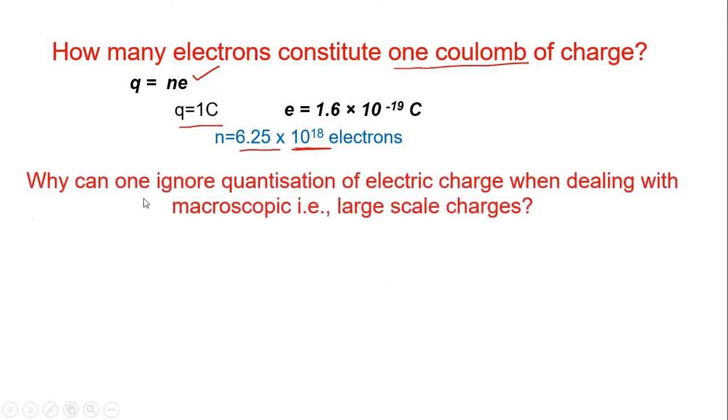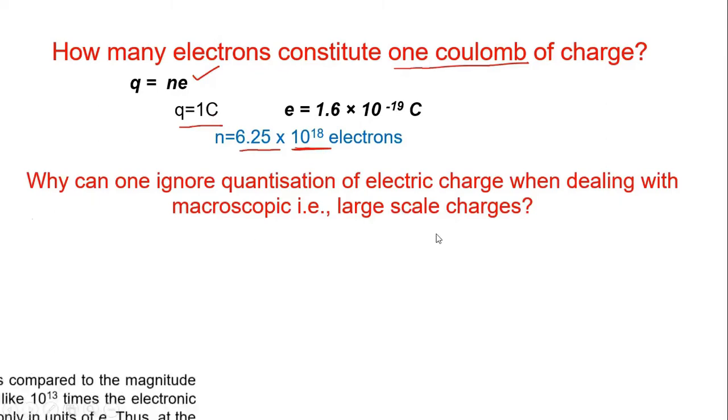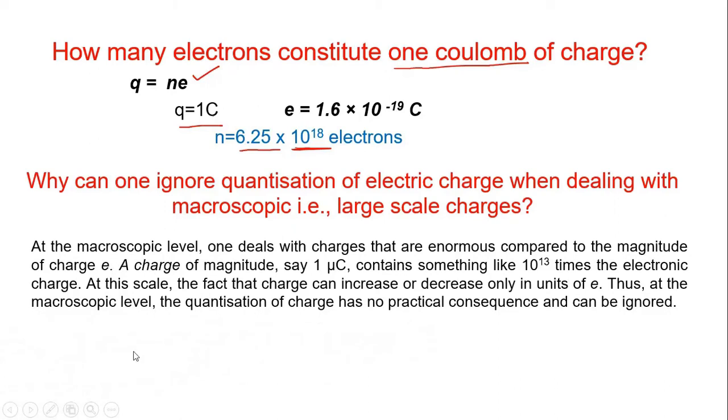Now, the next question is, why can one ignore quantization of electric charge when dealing with macroscopic, that is large scale, charges? What is the reason behind that? Because at the macroscopic level, one deals with charges that are enormous compared to the magnitude of the charge e. Just now I have shown you that in 1 coulomb of charge, we are dealing with 10 to the power 18 electrons. It is such a huge amount that at the macroscopic level, the charges can increase or decrease only in units of e, yet this is negligible. Thus, at the macroscopic level, the quantization has no practical consequences and can be ignored. Automatically, it becomes continuous.